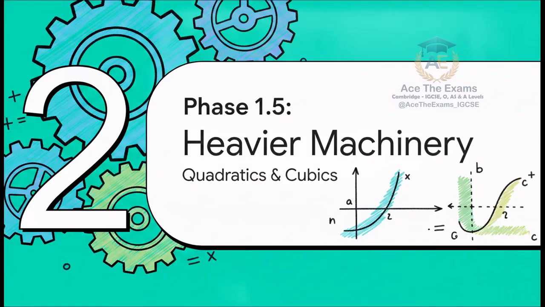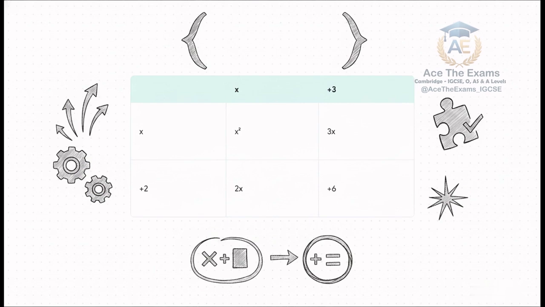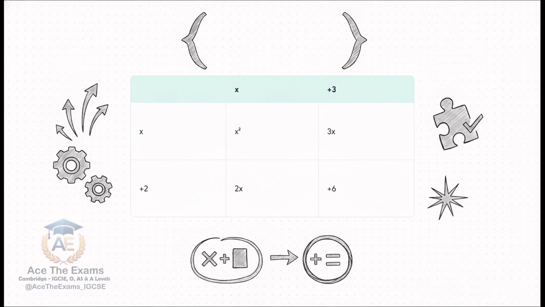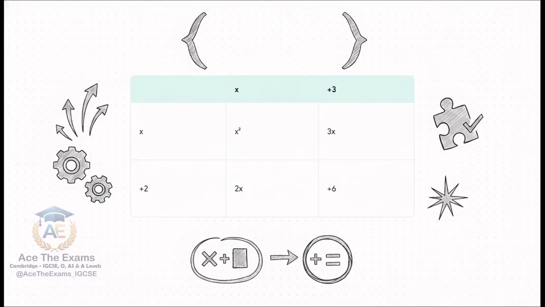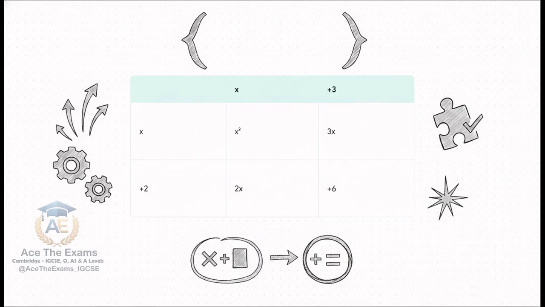Moving right along, let's bring out the heavier machinery in Phase 1.5, solving quadratics and cubics. So what is a quadratic? It's simply an algebraic expression where the highest power is a squared term, like x squared. Now, I know they can look a bit intimidating, but they're actually incredibly predictable, especially if you use a brilliant visual tool like the 2x2 grid method.